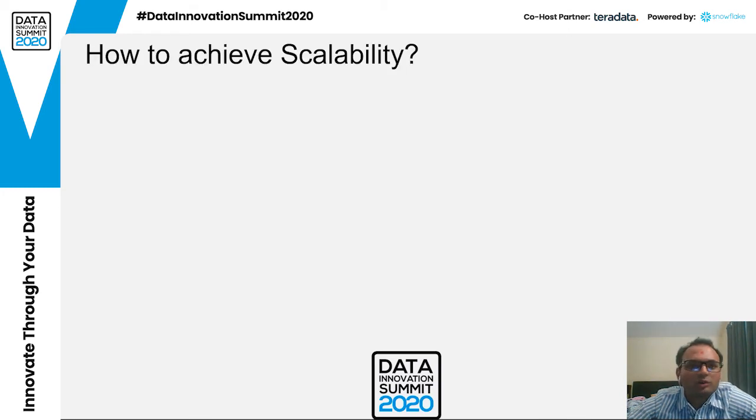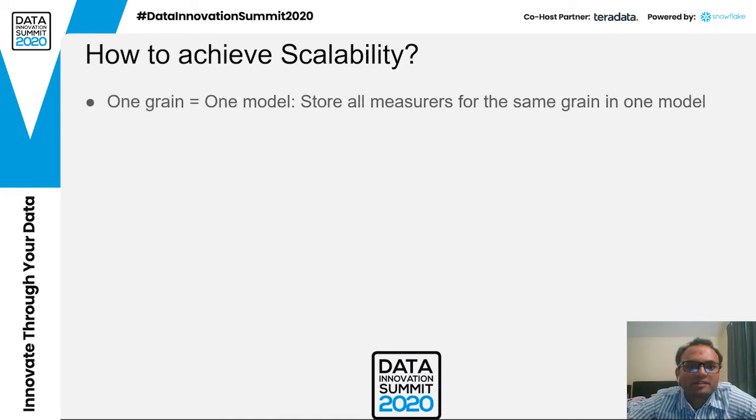Now, how to achieve scalability with big data models? One of the best practices is to denormalize not just the data but business processes as well. Keep one model for a specific grain. Even though data comes from different business processes or business verticals, metrics with the same grain should be stored in a single model. And this is essential as joining big data is very costly.